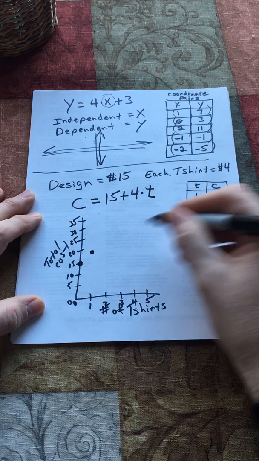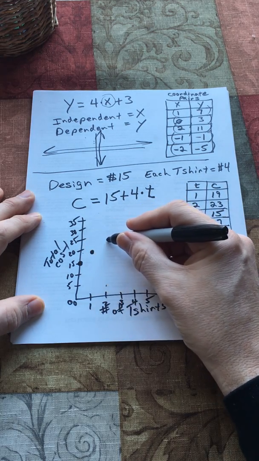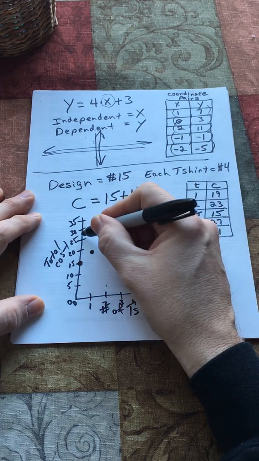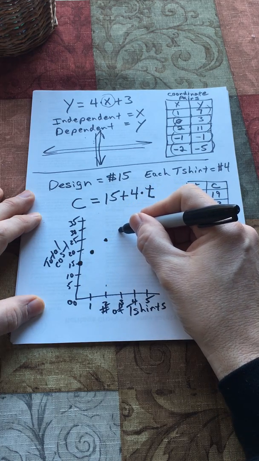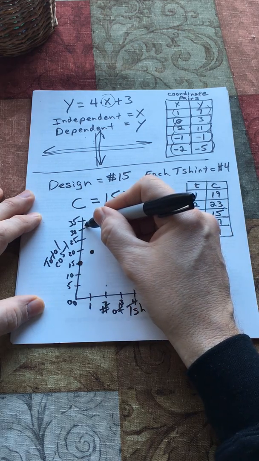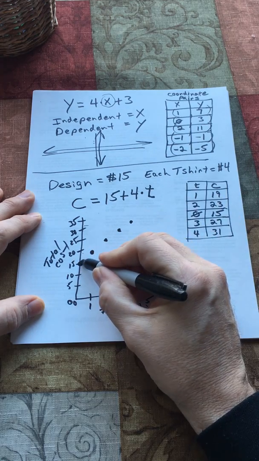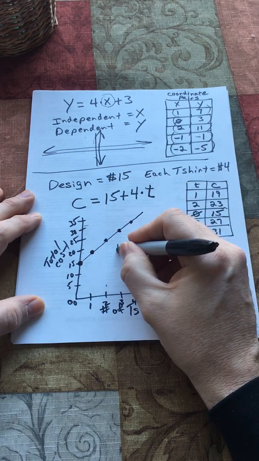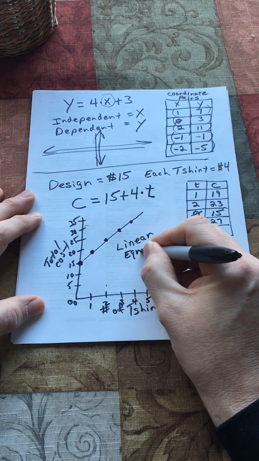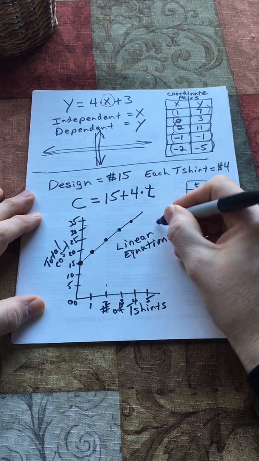When I've got 2 t-shirts, that's 23. Here's 2, follow it up. 23 is about in here, so right about in there. 3 t-shirts, that's 27. That's just a little above here, so about there, right? 4 t-shirts, that was 31. That's just a little bit after the 30, yeah, right there. Look at this. A straight line. That's why they call these linear equations, because the result is a line. And that's what linear is.